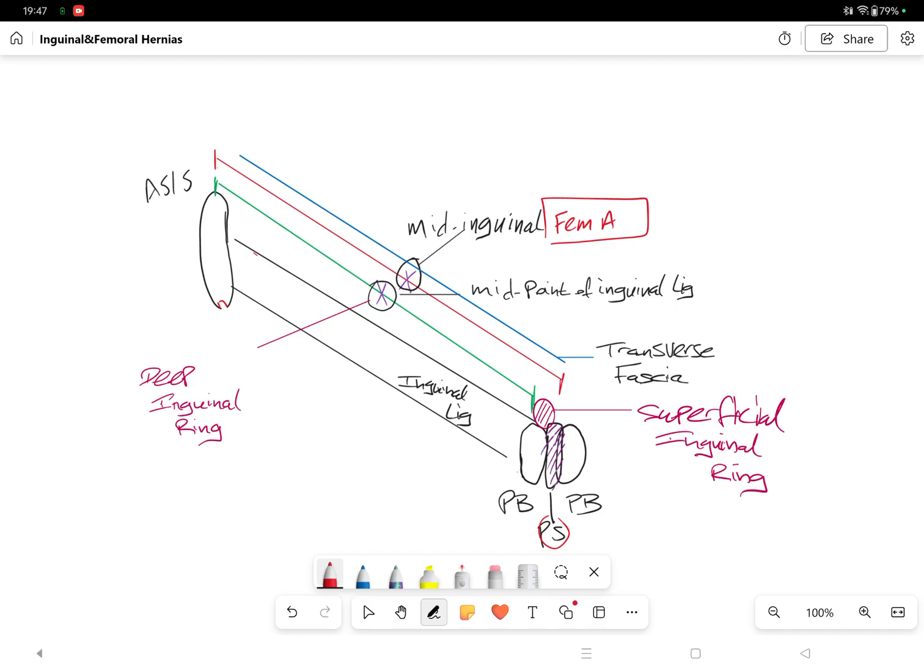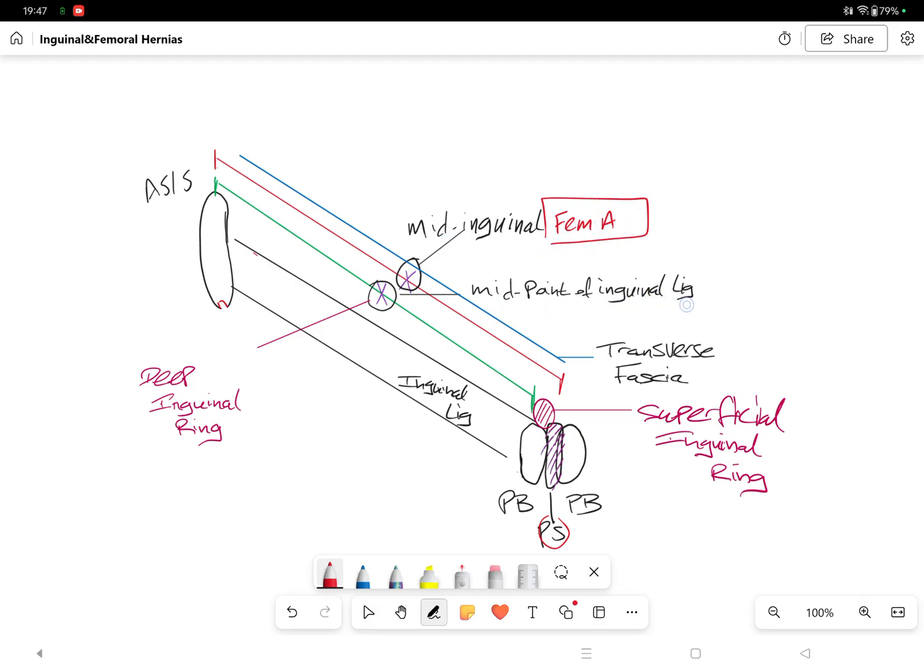When we then look at something else called the midpoint of the inguinal ligament, that is slightly lateral to the mid-inguinal point. And the midpoint of the inguinal ligament is measured as the midpoint from the ASIS to the pubic tubercle. Why? Well, because we just said a few moments earlier that the inguinal ligament runs from the ASIS to the pubic tubercle. So the midpoint of the inguinal ligament is completely different to the mid-inguinal point. The mid-inguinal point allows us to locate the femoral artery.